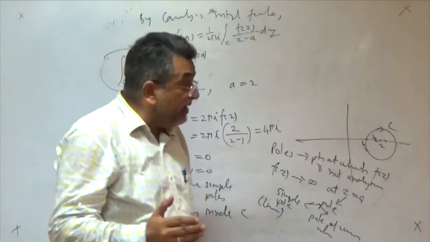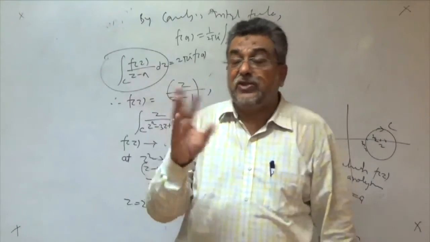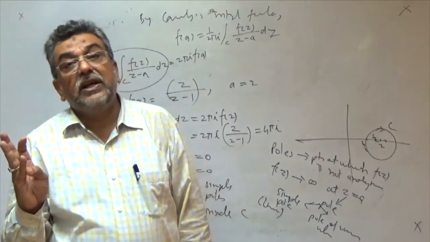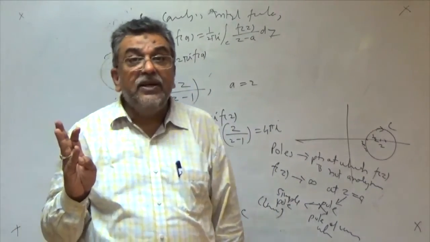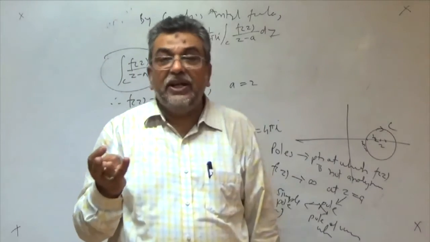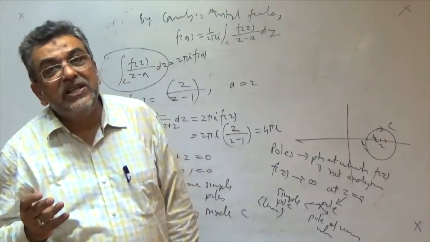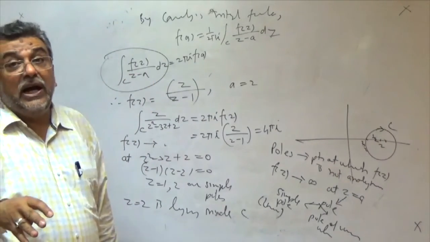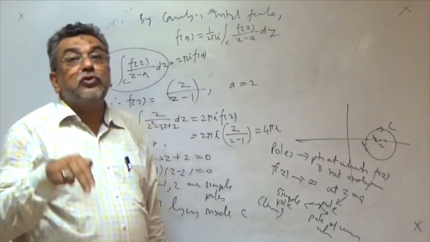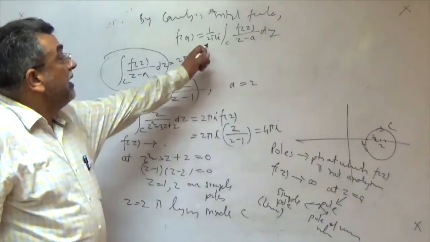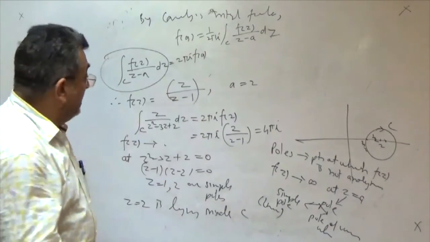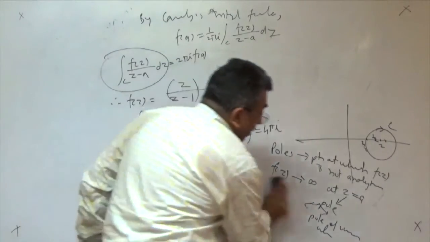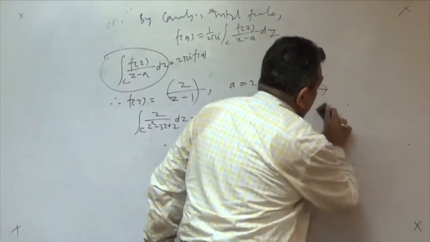Here we have to see 3 things. One thing, C is closed or not. Second thing, the given function is analytic inside C. Third thing, what is the point which is lying inside C, and at that point you have to calculate the value by Cauchy's integral formula, right? This was the numerical example of Cauchy's integral formula.